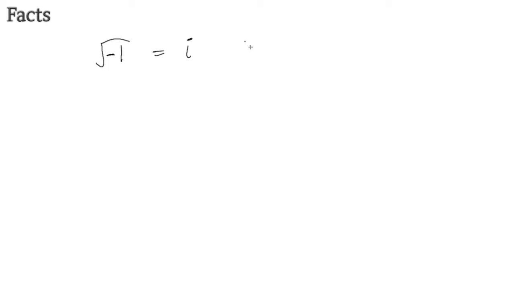or, depending on what purpose and who you're being taught by, you might use j as an alternative value for the imaginary number. For the purpose of my video, I'm going to stick with using i, which is the old school way of doing imaginary numbers.